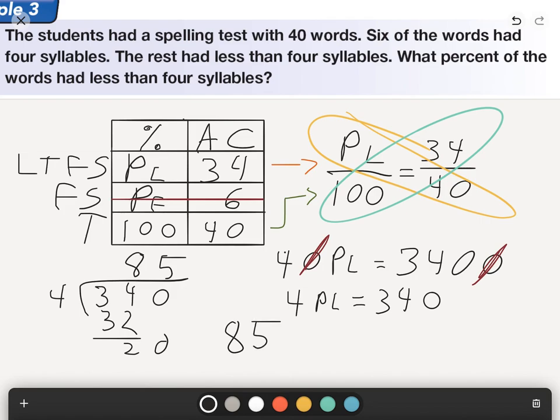So is the answer 85? No, it's 85. 85 words that have less than 4 syllables. Oh, 85 words? No, 85. I might need to go to the restroom in the other room as there's someone working on it.